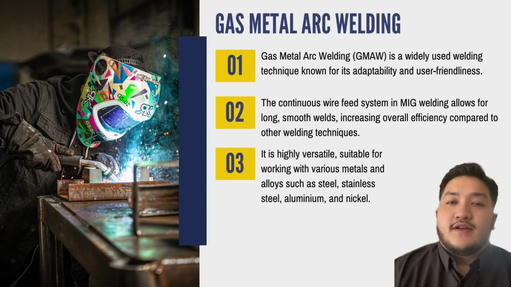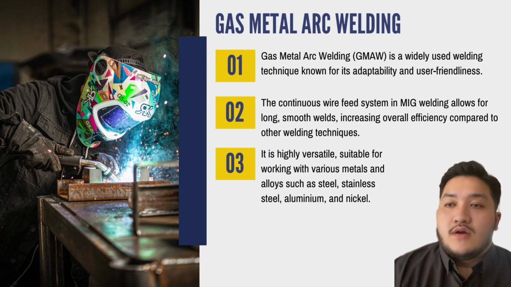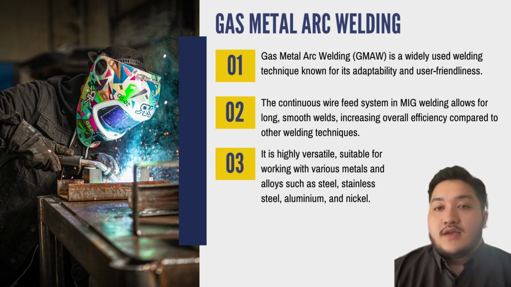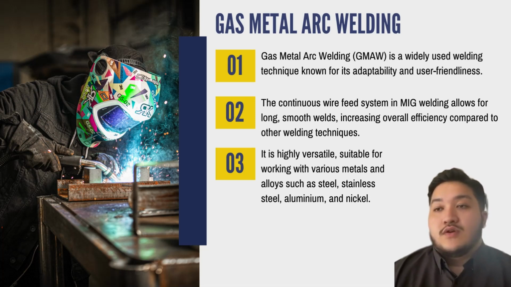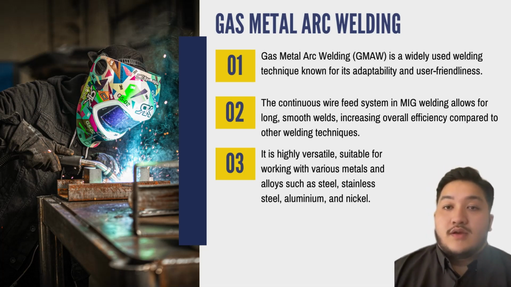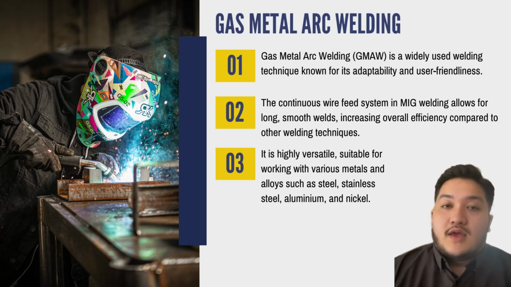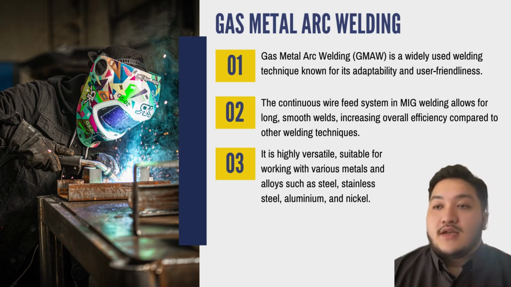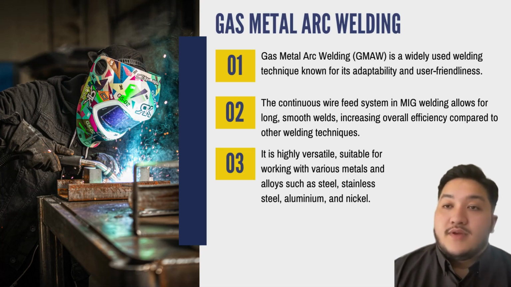As for the next process, we use gas metal arc welding. It is a widely used welding technique known for its adaptability and user-friendliness. It involves continuously feeding a solid wire electrode through a welding gun into the weld area, where it melts and joins metal pieces together. And it is highly versatile. It is suitable for working with various metals and alloys such as steels, stainless steels, and aluminiums.